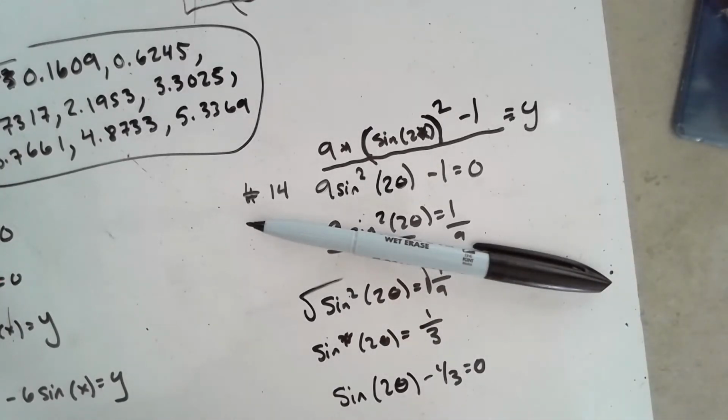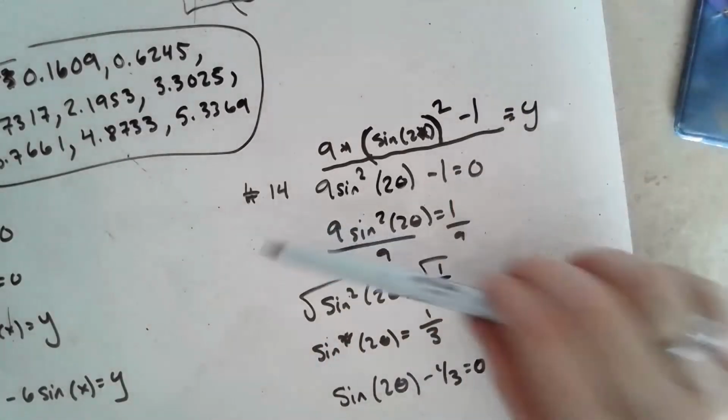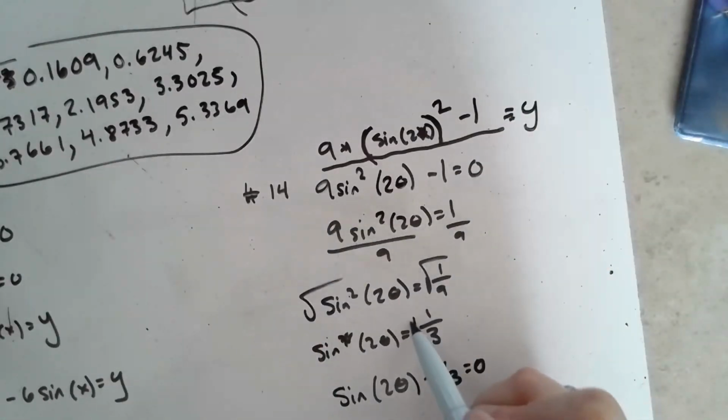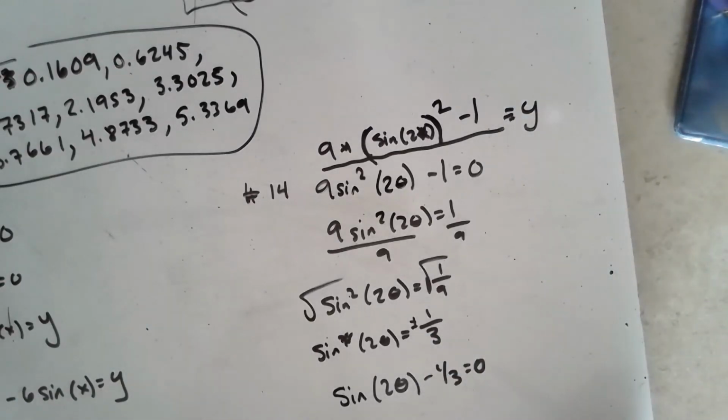FYI, on 9 or 14, you're going to get 1, 2, 3, 4, 5, 6, 7, 8 answers. So just be aware of that. Again, that comes from this idea. Technically, I would have plus or minus. So yeah, there's going to be quite a few answers there.